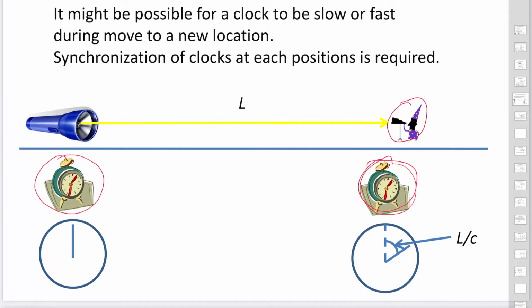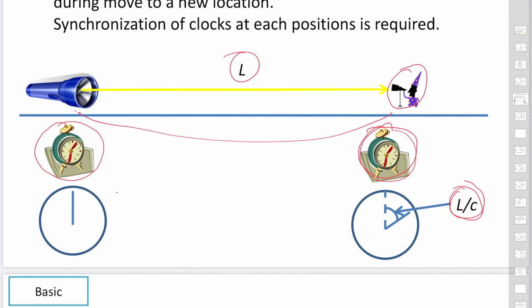Then observe how long it takes for the light to come to this point, because we can easily measure the distance L between the source of the light and the observers using tape measures. Then we calculate how long it takes for the light to come to this point, L divided by c. Then by using this data, we can synchronize these two clocks. Okay? Then we place the clocks along the road. All the clocks are synchronized.